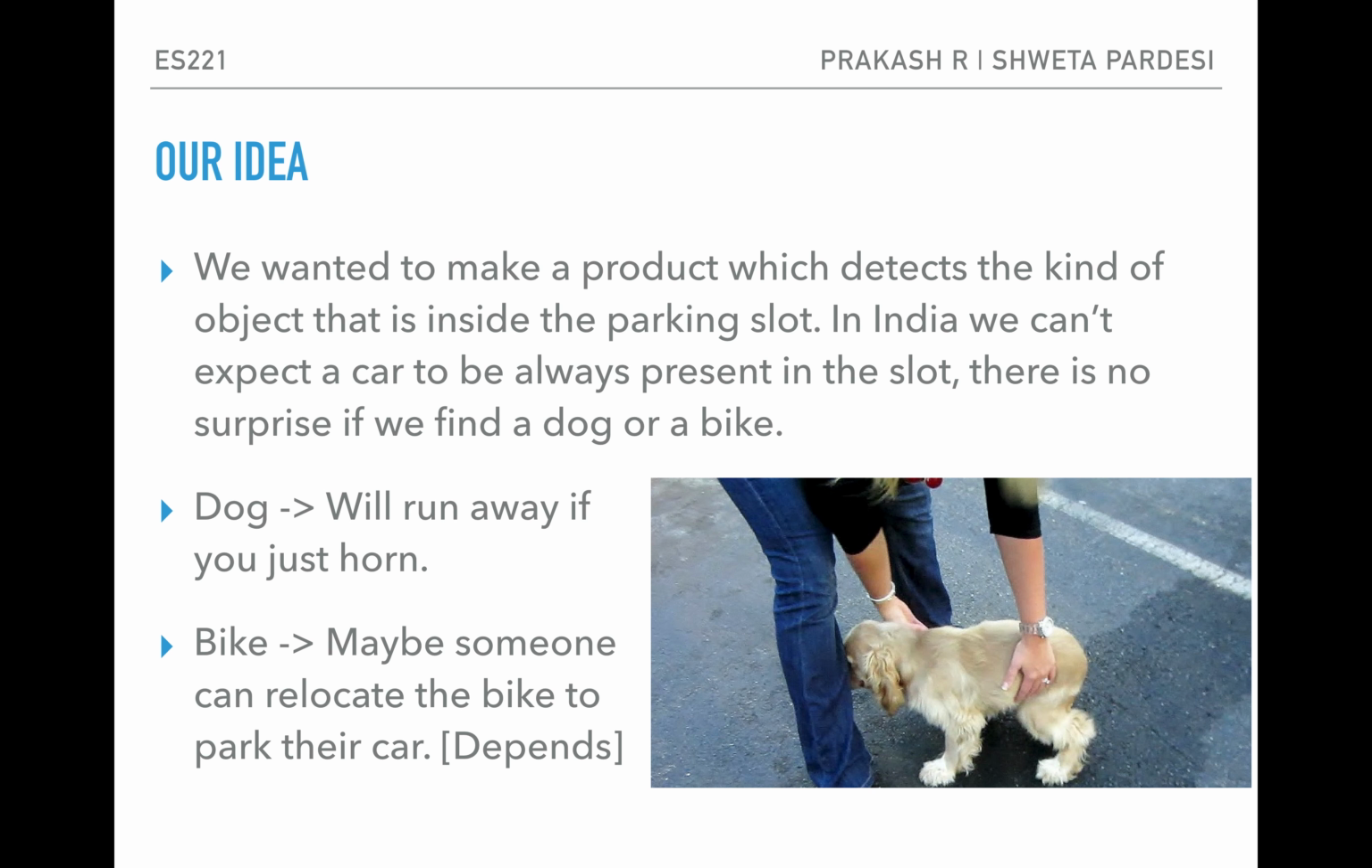Our idea: we wanted to make a product which detects the kind of object that is inside the parking lot. In India, we can't expect a car to be always present in the lot. There's no surprise if we find a dog or a bike. What if a dog is present in the parking lot? It will just run away if you horn. What if a bike is present? It depends on the person. Some could and some won't.